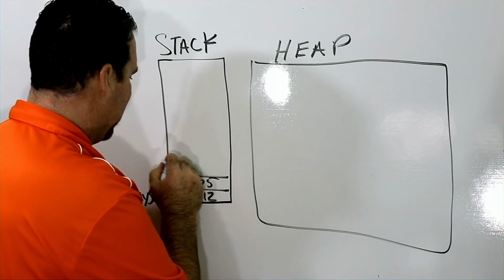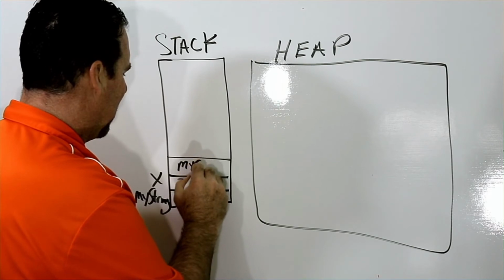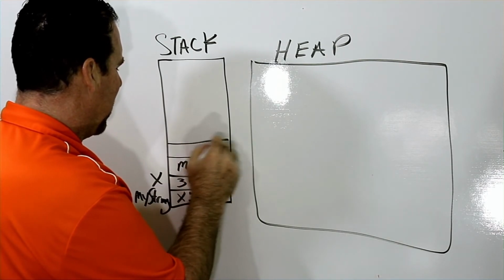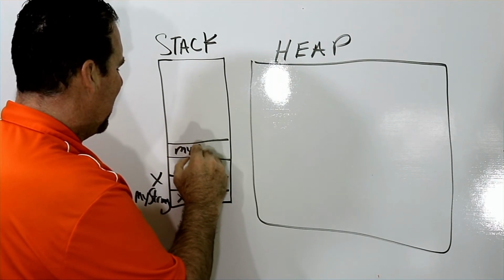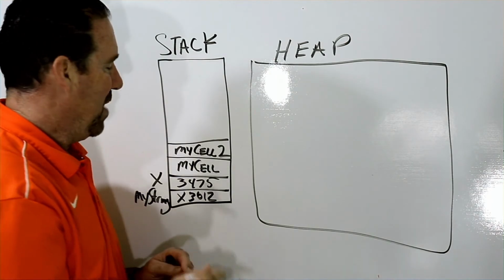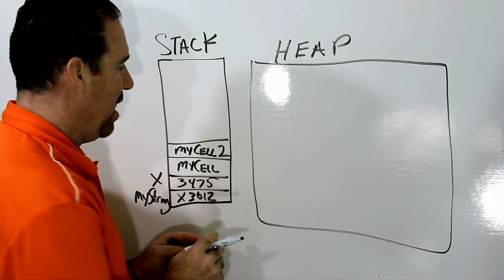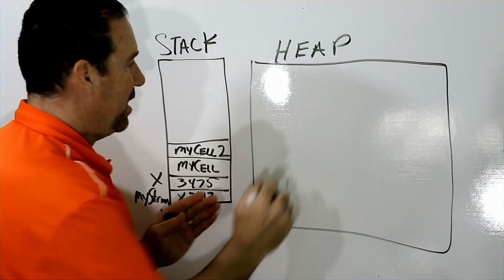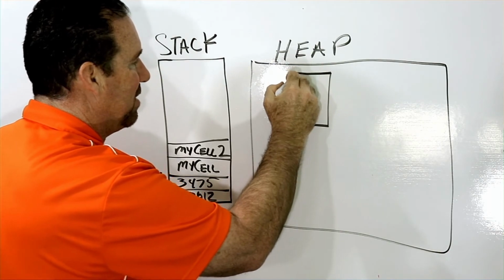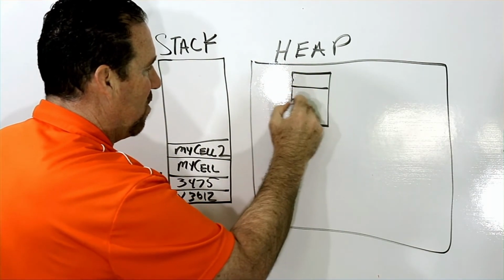So here we go. We actually created a my cell, and we also created a my cell 2. And what they create is reference pointers. So the object actually gets created over here. And the object could have a lot of things. In fact, we saw it has 4 things in it. So let's go ahead and create 4 things.